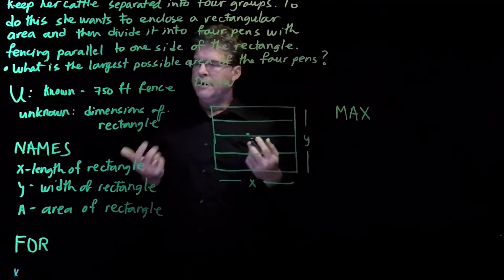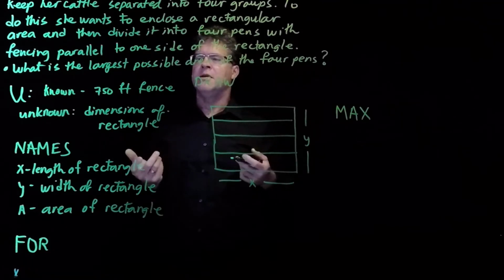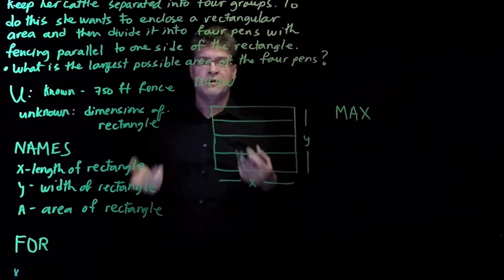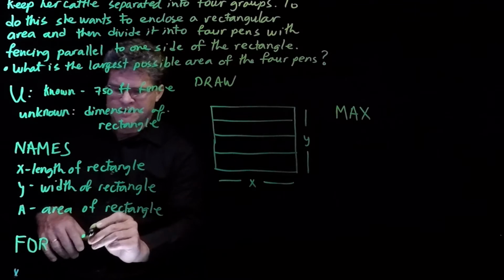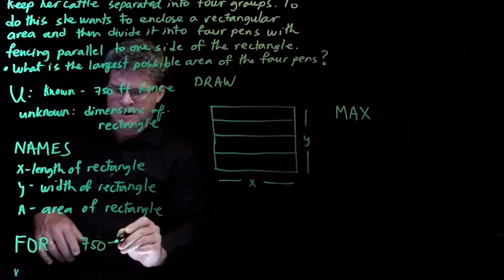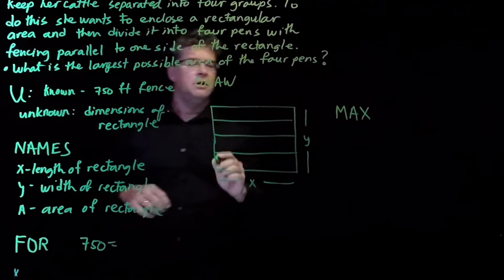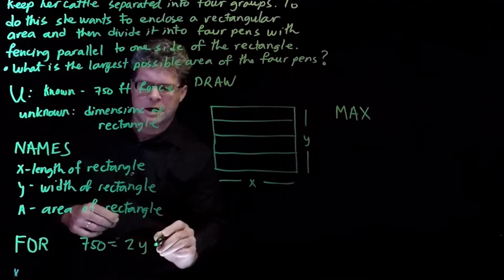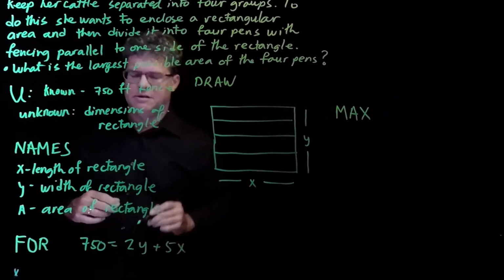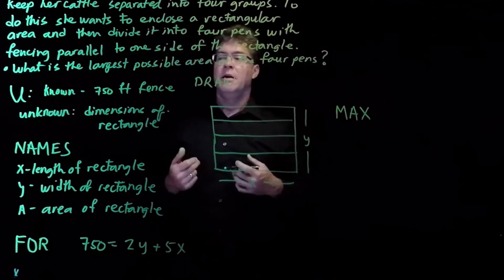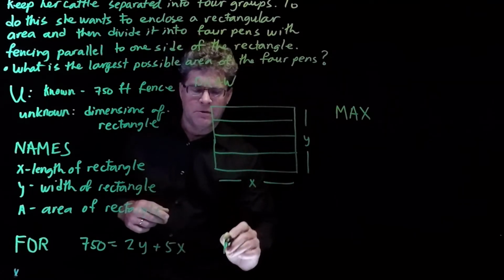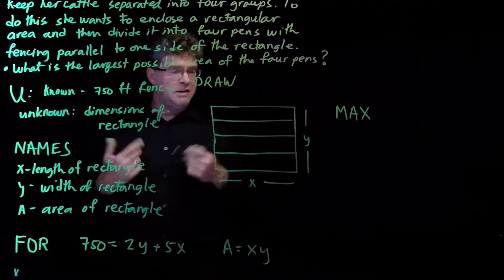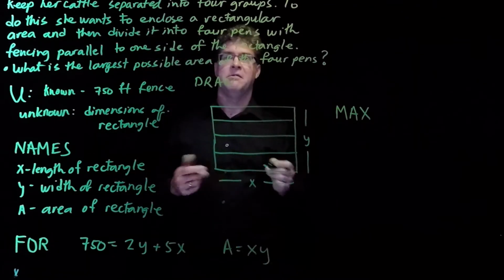Okay, so we have this constraint that we only have 750 feet of fencing. And so we can turn the constraint into a formula. So we have 750 is equal to the entire length of fencing, and that's going to be 2 times y plus 5 times x. So that's our first formula. Our second formula is a formula for the thing we're trying to maximize. So it's the area, and the area, because it's a rectangle, will simply be x times y.